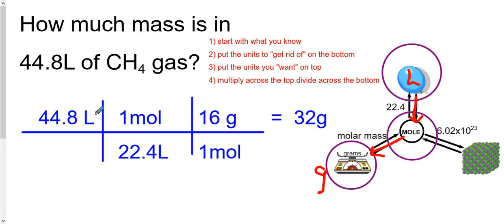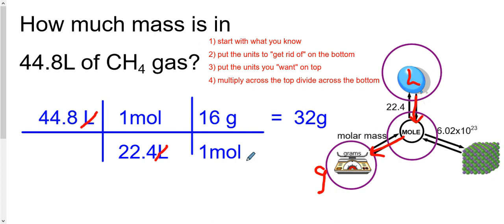At this point, liters on the top would cancel liters on the bottom, and I'm at moles. But we're not done yet, because we also now want to get rid of moles. We're trying to get to mass, and mass is in grams. So again, I'm going to put the units I'm trying to get rid of on the bottom. I'm going to write the word mole on the bottom, and the units I'm trying to solve for on top. I'm trying to solve for grams.